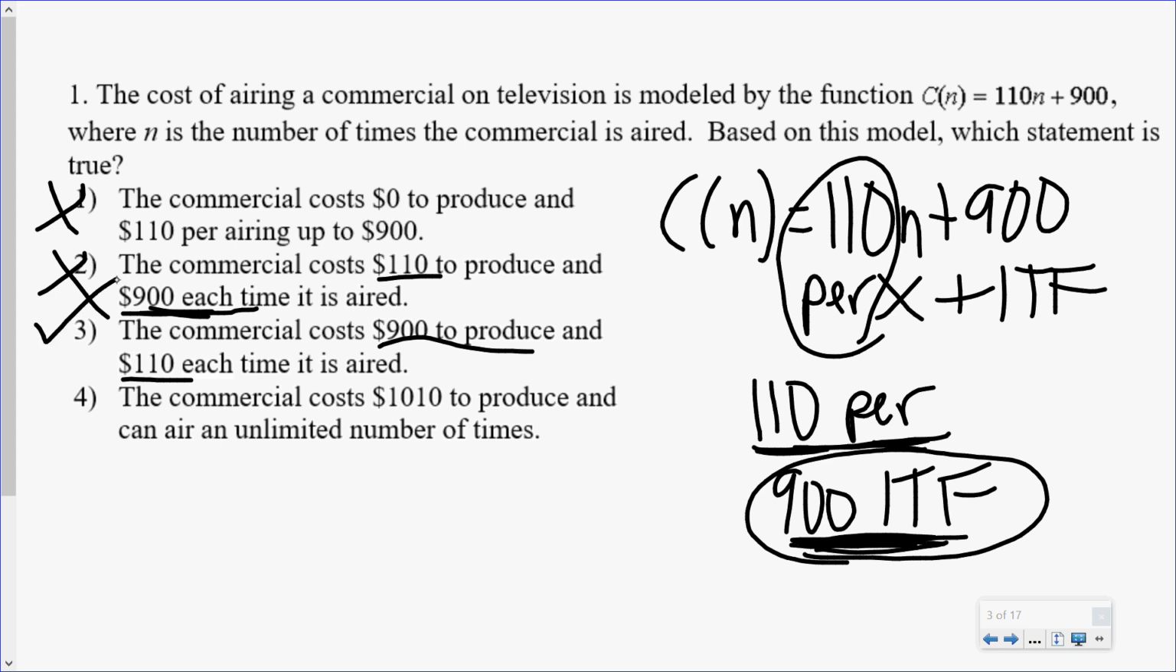That one looks good. The commercial costs $1,010 to produce. It can air an unlimited amount of times. That doesn't represent the situation at all. Choice 3 is your answer. What's in front of the variable is your per or each. What comes at the end is your one-time amount.